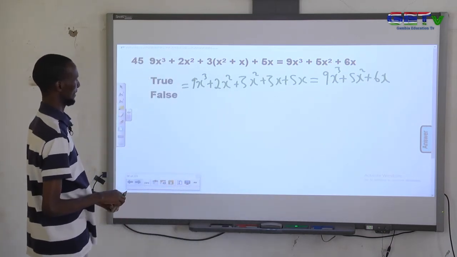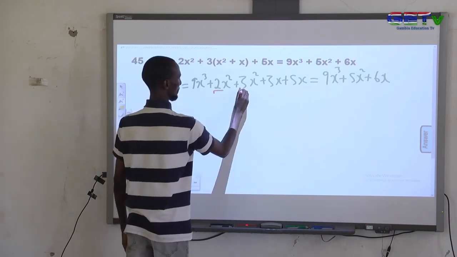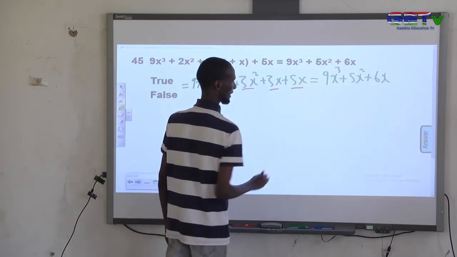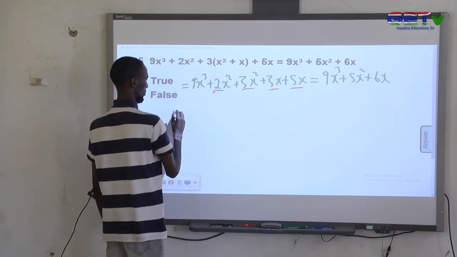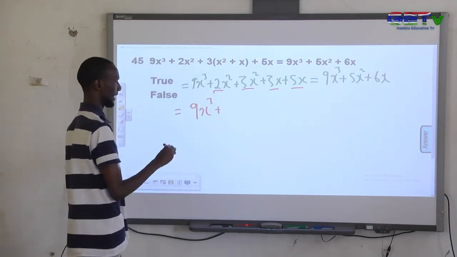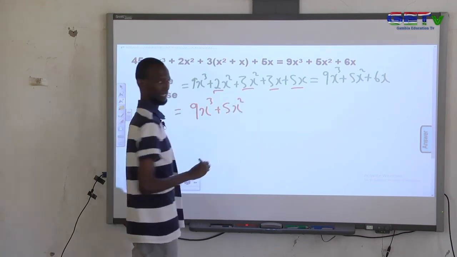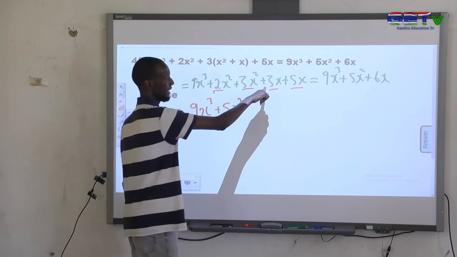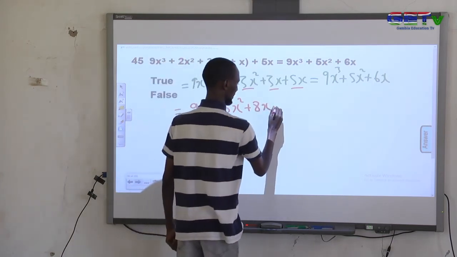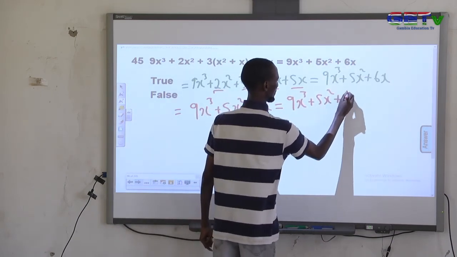Now let's try to further simplify. Do we have any like terms there now? Yes. 2x squared and 3x squared are like. Likewise, the 3x and the 5x are also like. So they can be combined. And if you combine this, you end up having 9x cubed plus, if you add 2x squared plus 3x squared, you have 5x squared. And when you add 3x plus 5x, you get 8x. Now, is that the same as 9x to the power 3 plus 5x squared plus 6x?